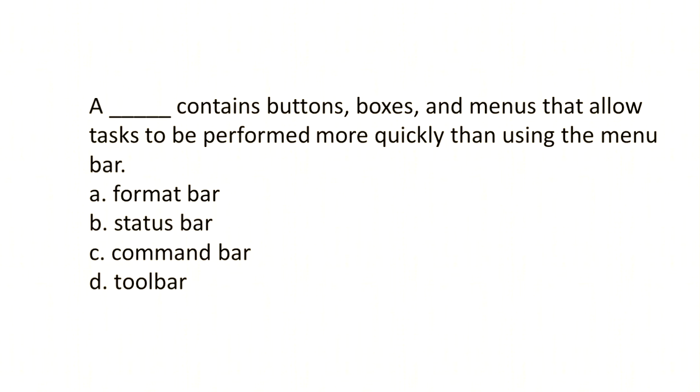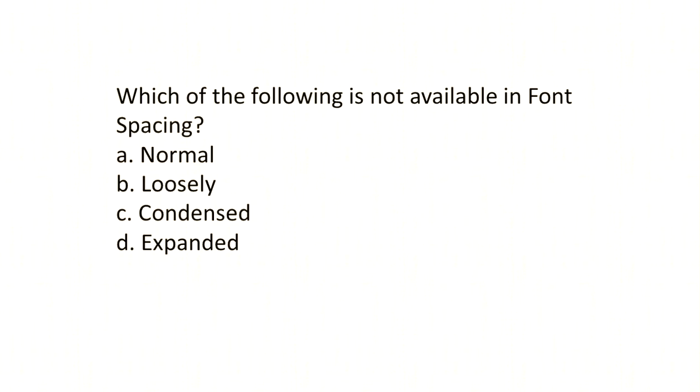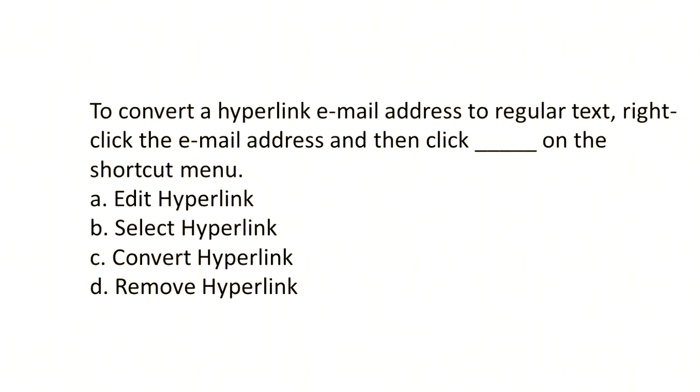Next, what contains buttons, boxes and menus that allow tasks to be performed more quickly than using the menu bar? Answer is toolbar. Next, which of the following is not available in font spacing? Answer is loosely. Next, to convert a hyperlink email address to regular text, right click the email address and then click on the shortcut menu and then click remove hyperlink on the shortcut menu.